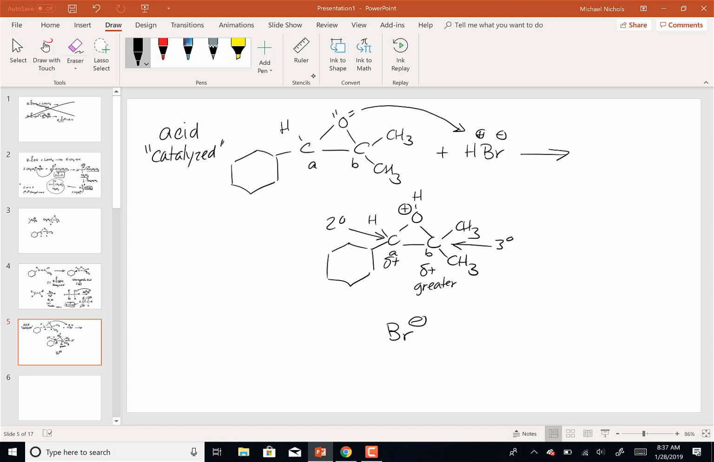Because it has a positive charge. B, because it has the more positive charge. Okay. So whenever we protonate an epoxide, the nucleophile is going to add to the carbon that's more positive after the epoxide's protonated.